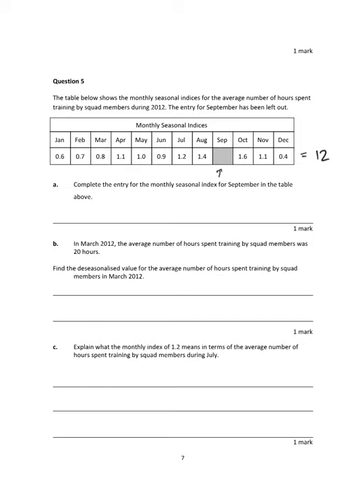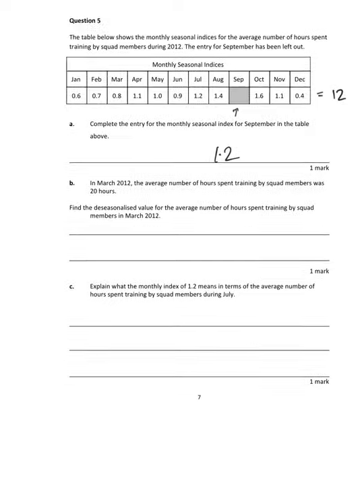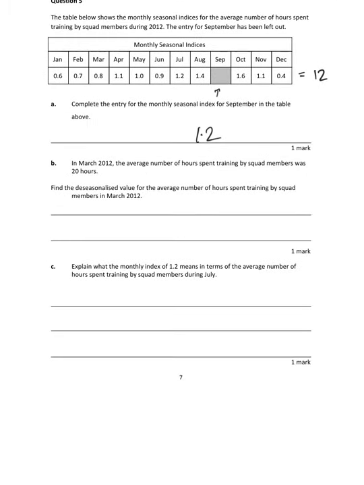All right, so I've just added all those values up. I've got 10.8. So I need 1.2 to get that seasonal index adding up to 12. In March 2012, the average number of hours spent training by squad members was 20 hours. Find the deseasonalized value of the average number of hours spent training by squad members in March.